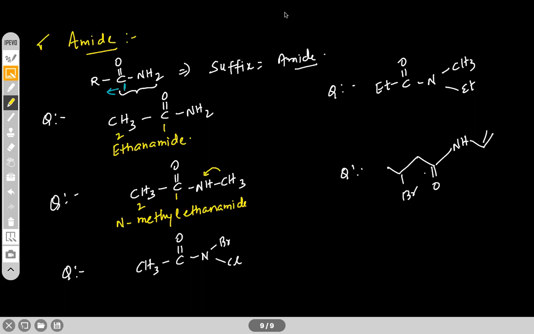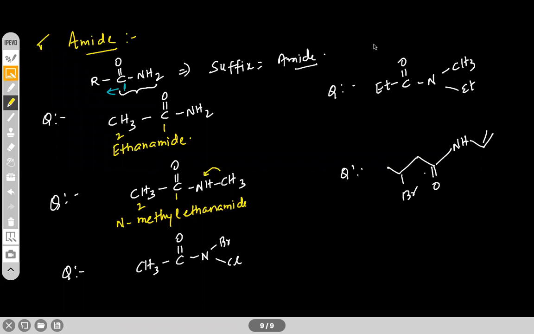Any doubt in this? Tell me. Right? So N-methyl means what? That the methyl group is attached to N, that is the nitrogen atom. That is the meaning of N-methyl. Got it? So that is how we'll do the nomenclature of amide. Try others. I guess all of you have got the wrong one previously.